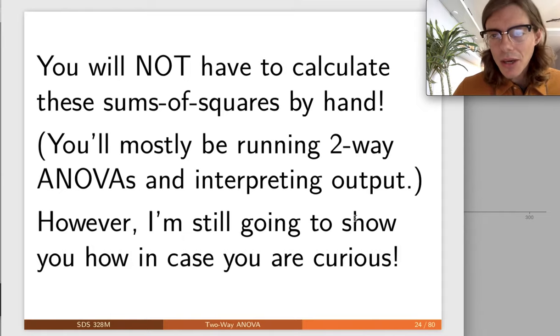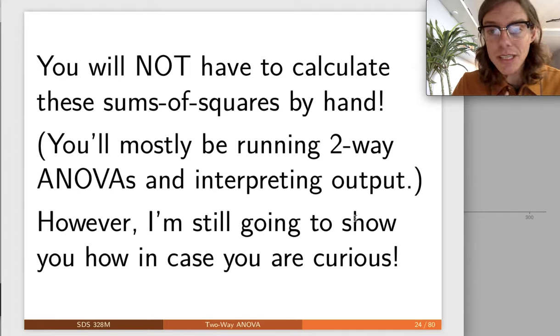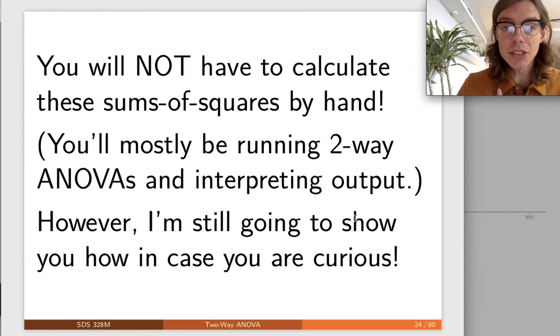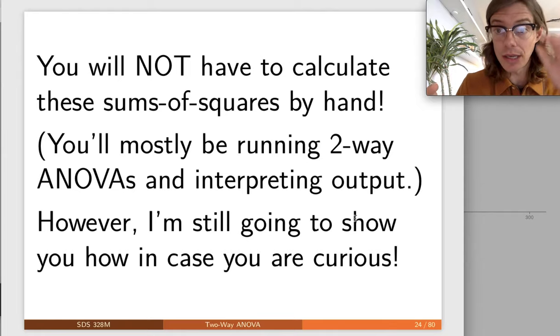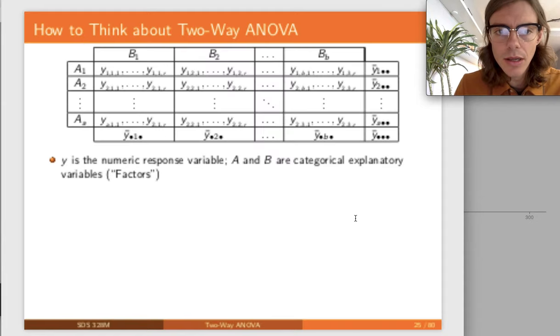So you don't have to calculate these sums of squares by hand. I'm putting this out here right now because I'm about to show you lots of extra stuff, so feel free to skip it. But I think it's important to have an appreciation of what is actually going on under the hood when you do a two-way ANOVA. What are we doing with these means? Where do these sums of squares come from? Again, you won't ever have to calculate these by hand. What you'll be doing is running two-way ANOVAs, interpreting the output, and doing a write-up. But I think this will give you a much richer picture of what a two-way ANOVA is doing, and it helps you understand interactions as well.